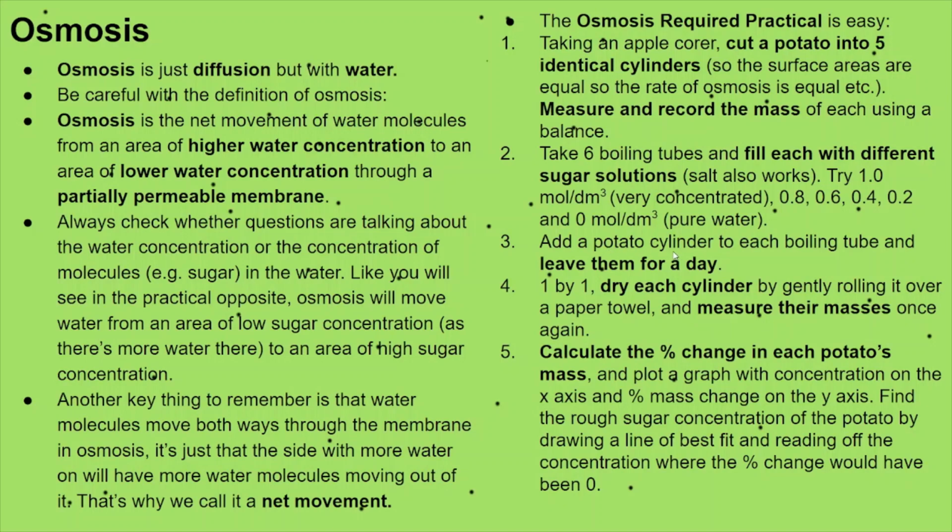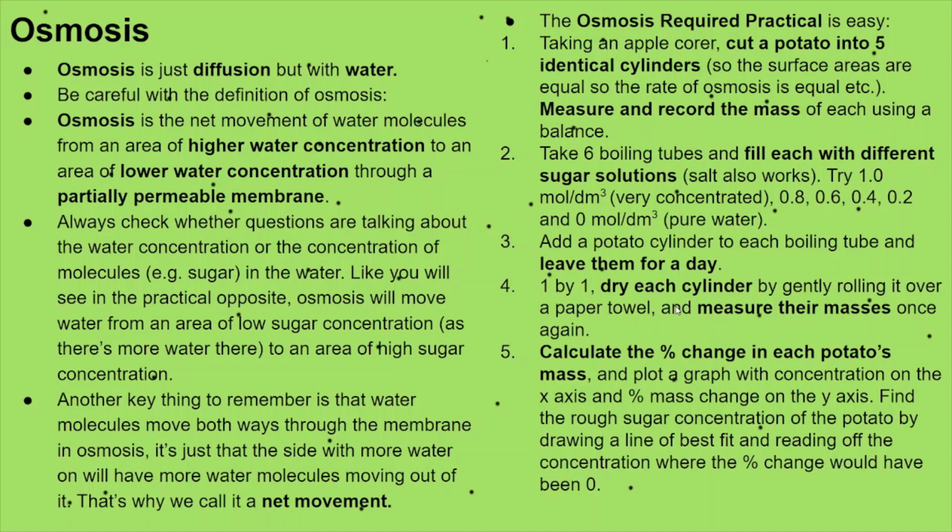So then you're going to add a potato cylinder to each one of the boiling tubes. So if you're using 6, you're actually going to be needing 6 identical cylinders. My bad. And leave them for a day. That's important because osmosis doesn't happen instantly. It takes a while. So when it's finished, you need to dry each cylinder gently and just roll it over a paper towel or something. Be really gentle with it, but also make sure that you get the water off.